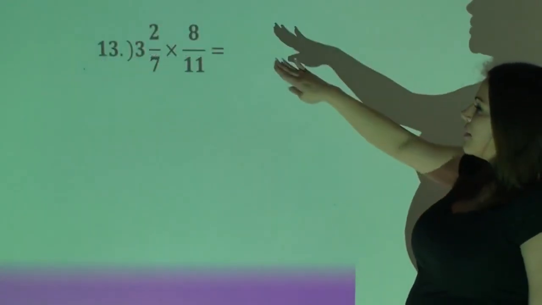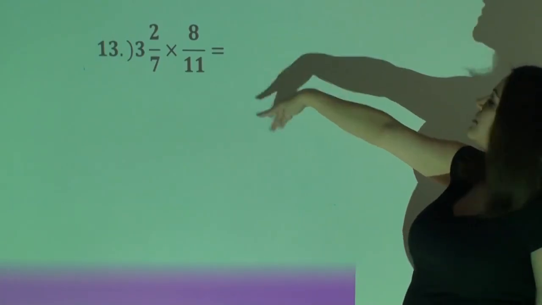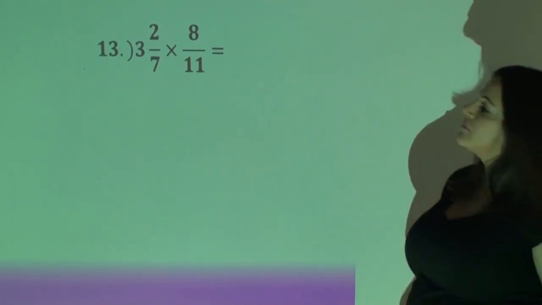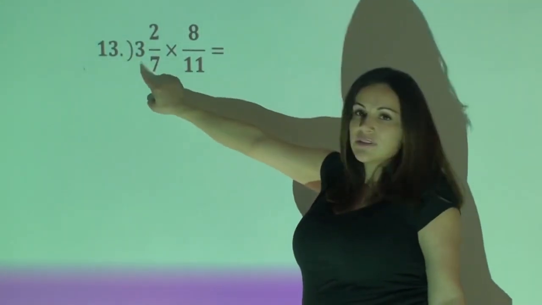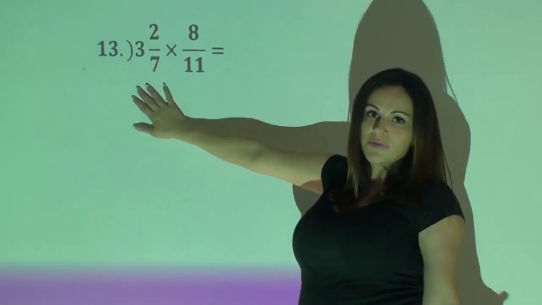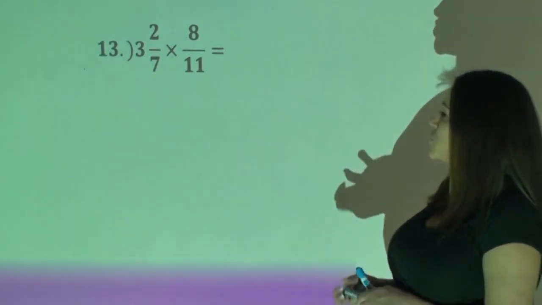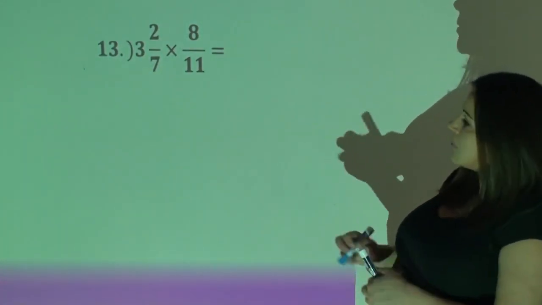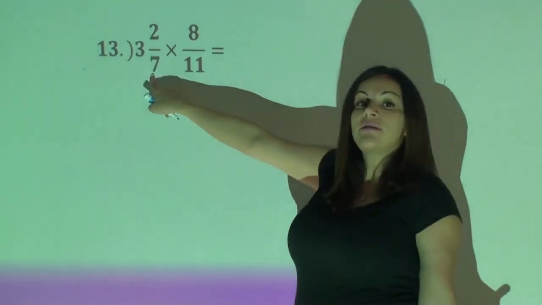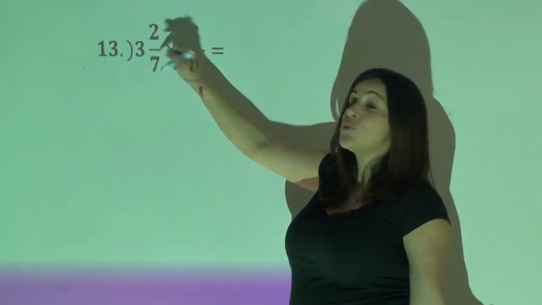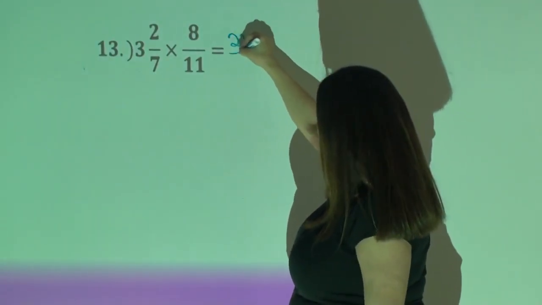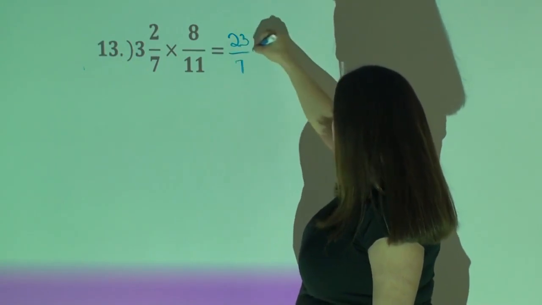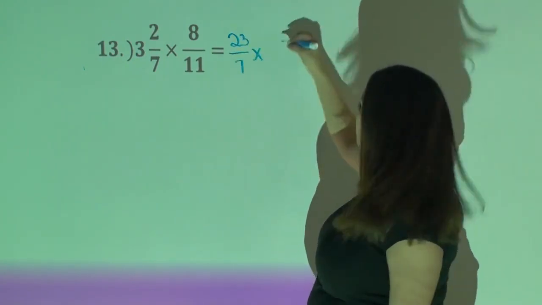Here we got 3 2/7 times 8 over 11. Before we can multiply these, we actually have to convert this mixed fraction to an improper form, and then we can do our computation. So what we're going to end up with, we've got 3 times 7 is 21, plus 2 is 23. So we have 23 over 7 times 8 over 11.